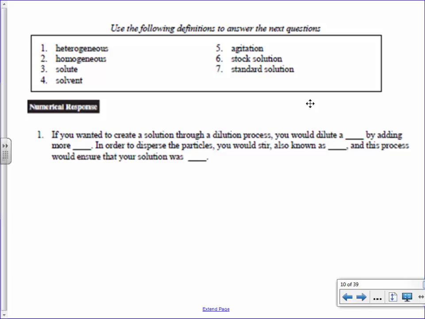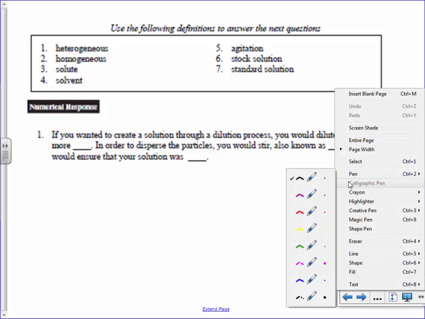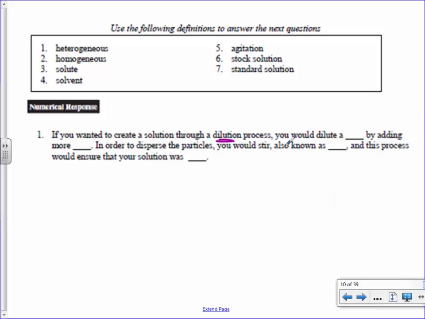Does that make sense? So knowing those 7 definitions, let's fill in the blanks. I basically wrote a sentence here. If you want to create a solution using the dilution process, there's a keyword there. If you're diluting stuff, you need to dilute stock solution. You need to use the really concentrated stuff to make it less concentrated. In order to do that, you need to add more solvent because you're adding more of the liquid. In order to disperse particles, you need to stir, which we just said was agitation. And then if you stir this all up, it should probably look the same, so that would be homogenized.